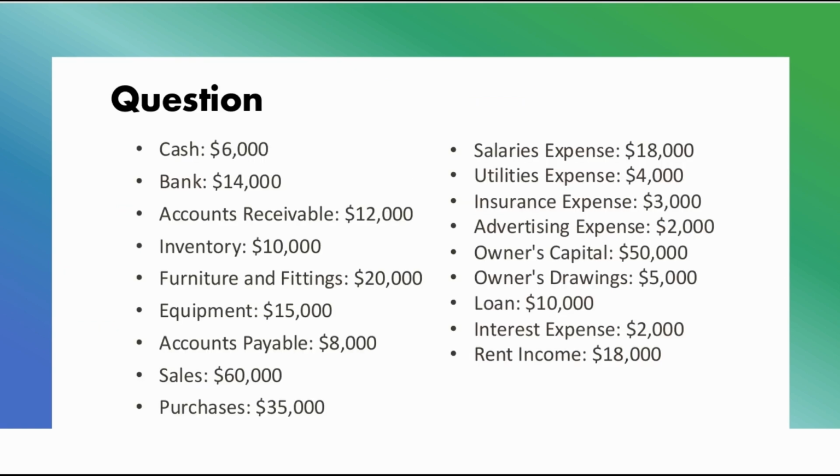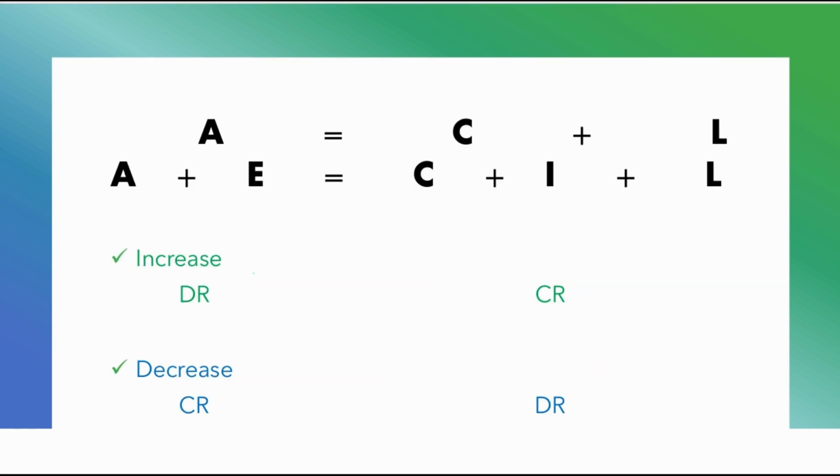This is the question. So we are given with several balances. The first step is to see if it's an asset, capital, liability, income or expense. First find the category. Then take a look at this. Then decide whether it's a debit or a credit.